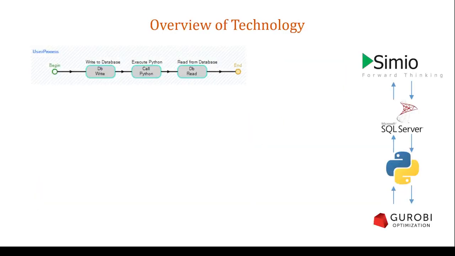Before we walk through the specifics of applying the framework to the order fulfillment example, let's run through an overview of the interactions between each piece of software. In Simio, this framework is executed using a process. The main steps necessary to integrate the Gurobi solver within a Simio model are a DB write step, a call Python step, and a DB read step.